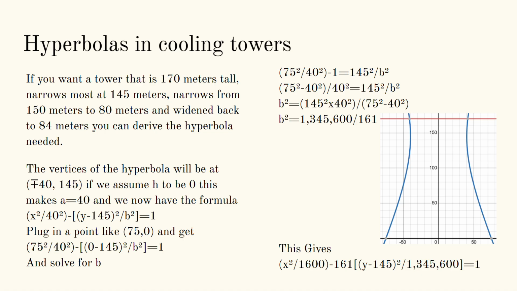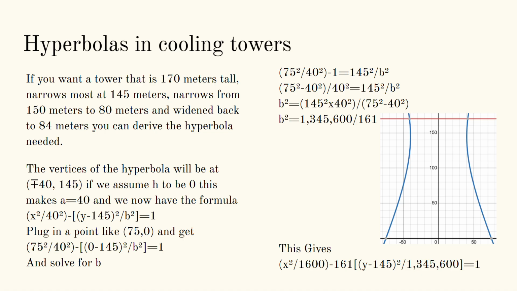So we will plug in any point on the graph. I chose one towards the bottom at 75, 0. Remember, it's 150 meters wide, so it's only 75 meters out towards the right. And this gives us 75 squared divided by 40 squared minus (0 minus 145) squared divided by b squared equaling 1. And now we simply need to solve this equation for b.